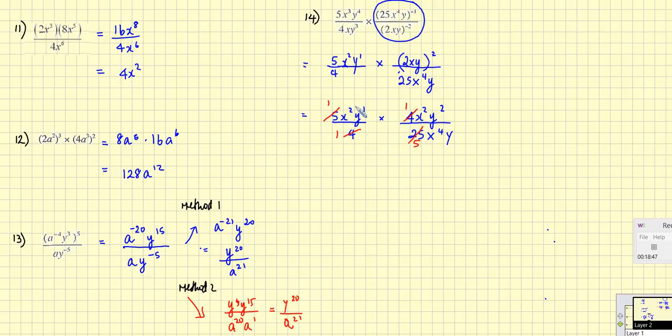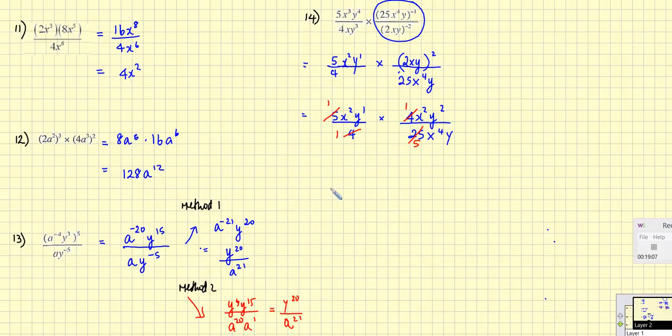Now, I have a choice of either cross-canceling, or what I can do is I can actually just multiply everything that's in the numerators together, and then multiply everything that's in the denominators together, and then I can simplify from there. That's what I prefer to do at this point.